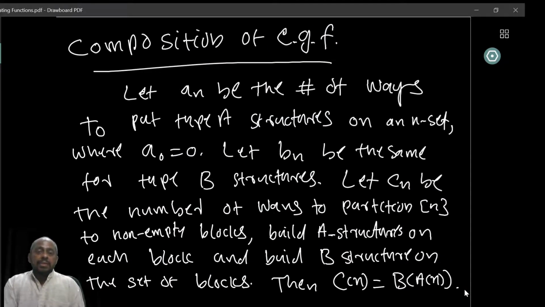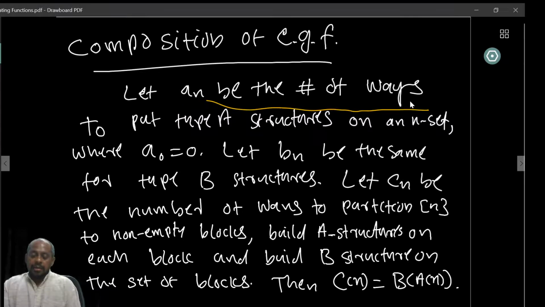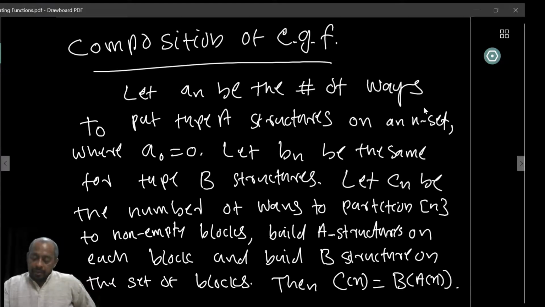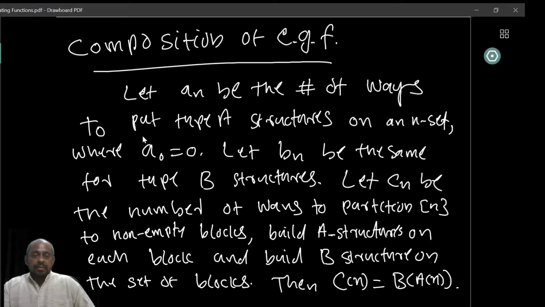Now, composition of exponential generating functions. We saw in the case of ordinary generating functions what the composition was. Now we want to see how it makes sense in the combinatorics of composition of exponential generating functions. So let a_n be the number of ways to put type A structures on an n-element set, where we assume a_0 is 0. We remember that we assumed a similar thing in the case of ordinary generating functions.